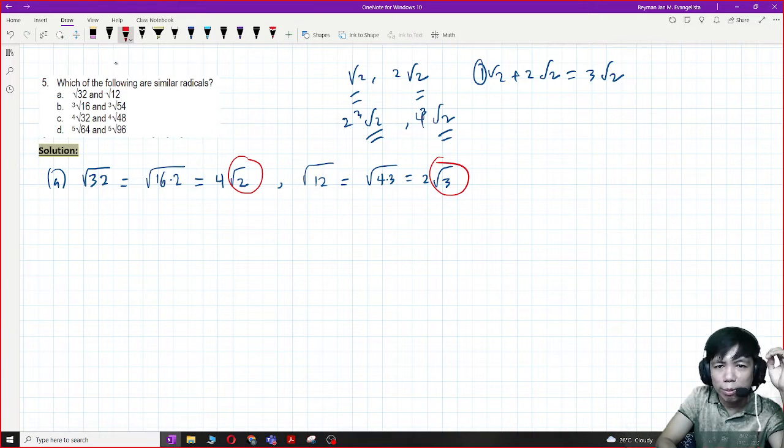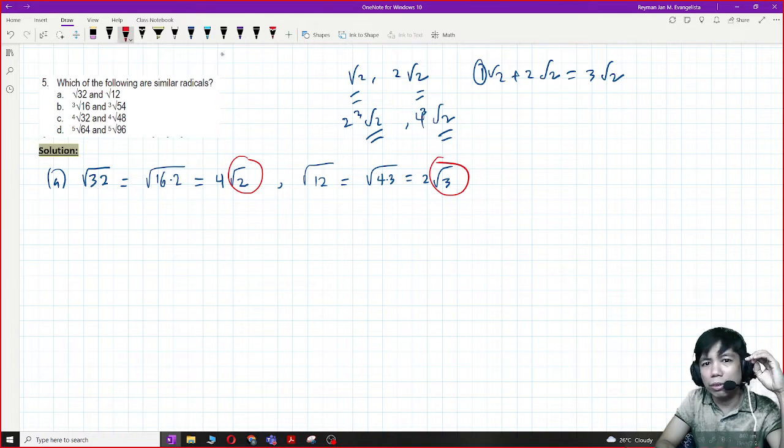Okay, magkaiba yung similar sa same. Okay? Pag sila may similar, may pagkakahawig na not necessary of the same shape. Kasi pag same, same yung size, ganun. Okay? Same yung shape.